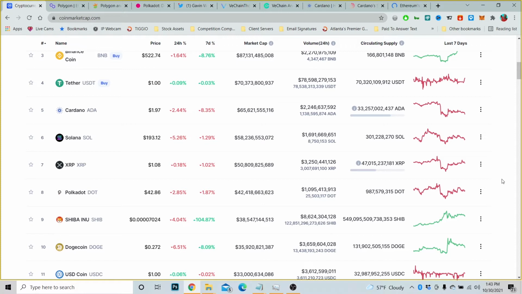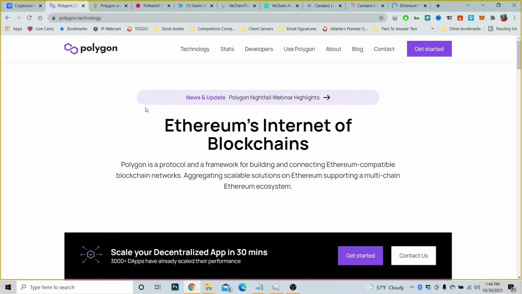First, we want to talk about the cryptocurrency, and then we're going to talk about why you should invest. Let's talk about Ethereum's Internet of Blockchains. Polygon is a protocol and framework for building and connecting Ethereum-compatible blockchain networks, aggregating scalable solutions on Ethereum and supporting a multi-chain Ethereum ecosystem. I'm going to have the link below so you can look further at Polygon and see if there's something you want to invest in.